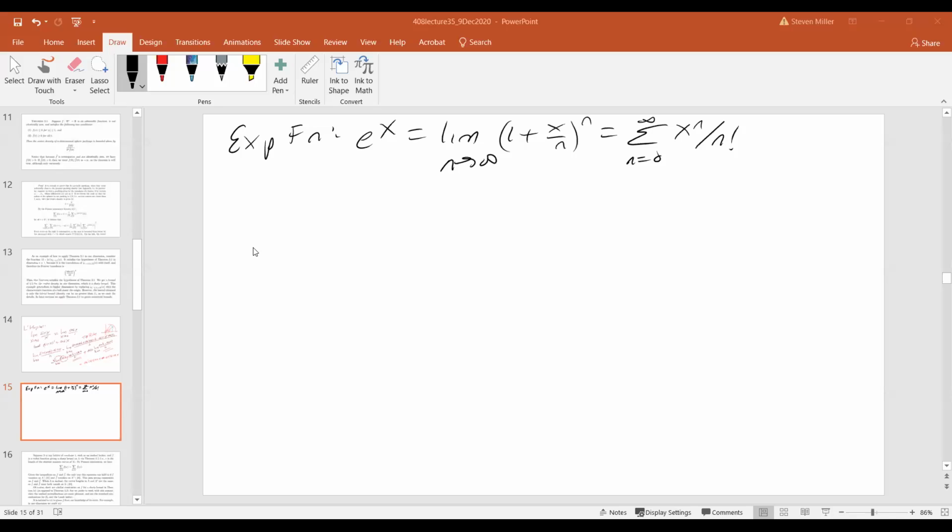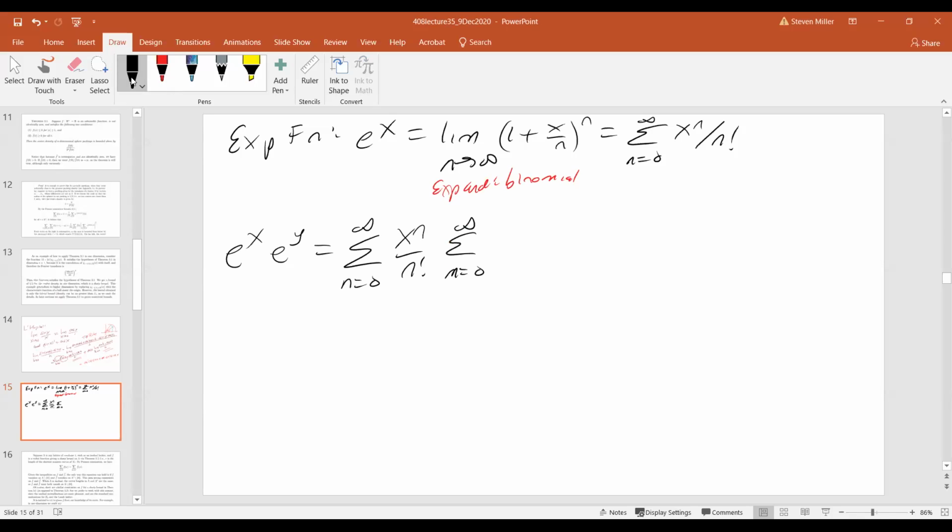So these are the two definitions. And if you try to expand this using the binomial theorem, you can start to play some games to show that they're the same. What is e to the x times e to the y? E to the x plus y. Yes, but technically it's the sum, n goes from 0 to infinity, of x to the n over n factorial times the sum, m goes from 0 to infinity, of y to the m over m factorial.